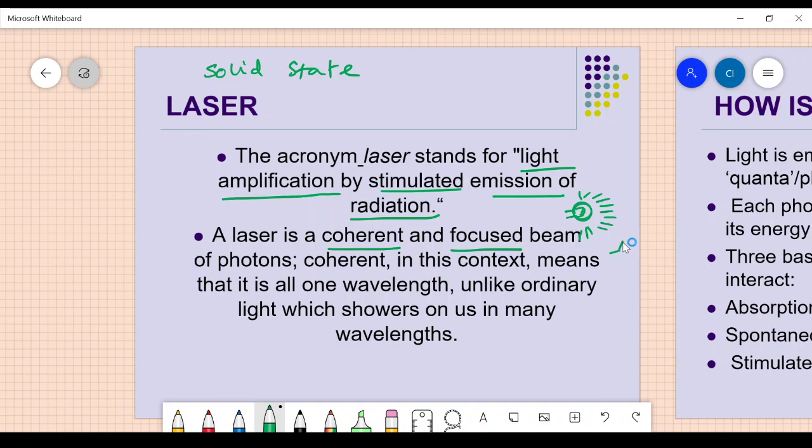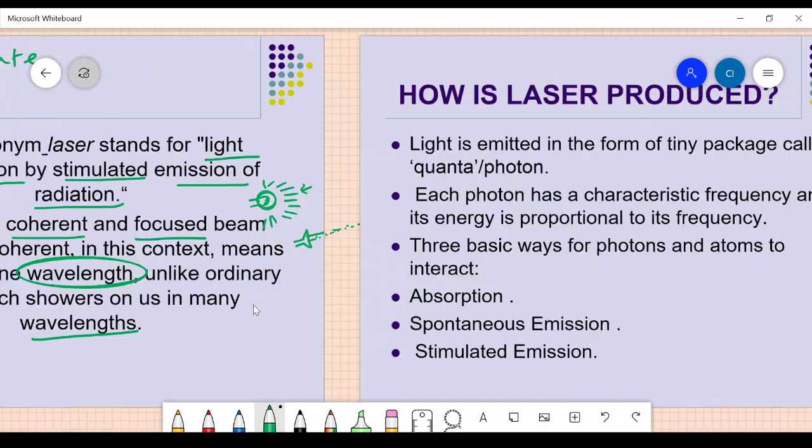But if you have a laser lamp, or a focus lamp, it directly focuses light in a particular direction, and it is of a particular frequency. So it's a focused beam of photons. Coherent and monochromatic means that it is all one wavelength. So 350 nanometers means only 350, no other wavelength. But ordinary light, which showers on us in many wavelengths, has everything. So that gives it a kind of power.